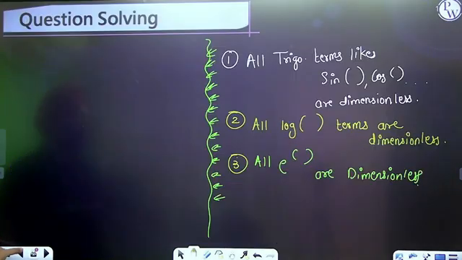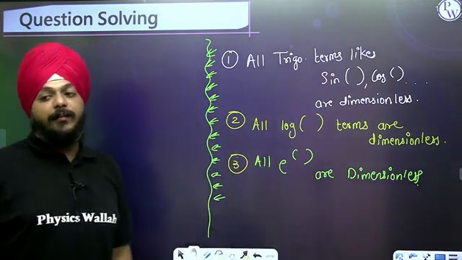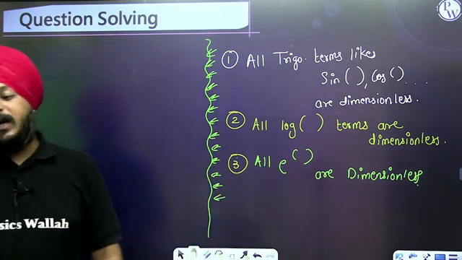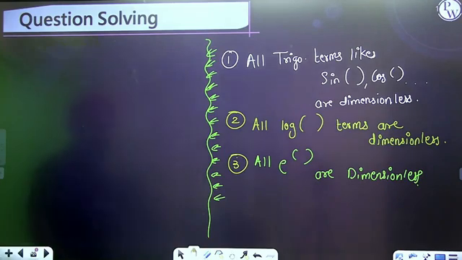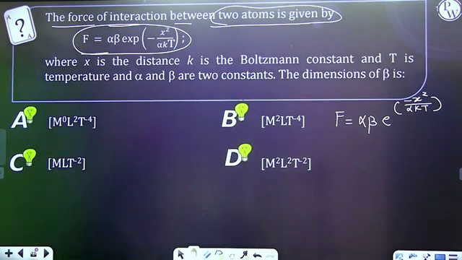According to the principle of homogeneity, all of those trigonometric terms are dimensionless. All of those logarithmic terms are dimensionless. All of those e to the power terms are dimensionless. Then how are we going to define this? First of all, I'm giving you 10 to 12 seconds to pause this video and solve it. Come on everyone, on the countdown of 10, 9, 8, 7, 6, 5, 4, 3, 2, 1.